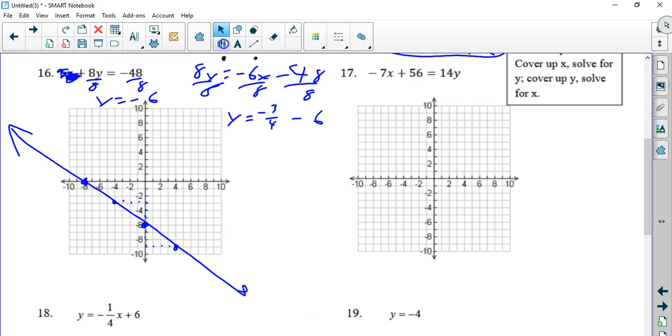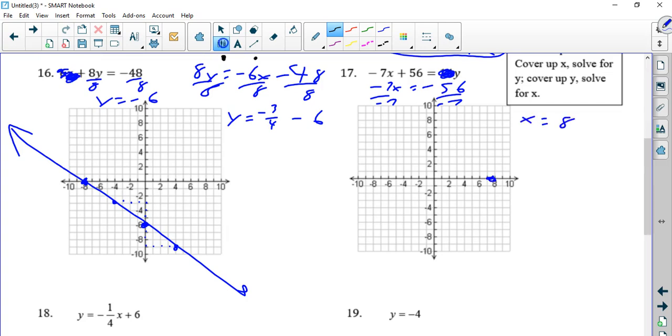Okay, number 17, again, options. This one works pretty okay for cover-up method because 7 and 14 both go into 56. So if I cover up this, I get negative 7x equals, I need to move the 56 over, right? And then I divide by negative 7, and I get x is equal to positive 8. That's over here, sort of. That's way off. There you go, a little bit better.